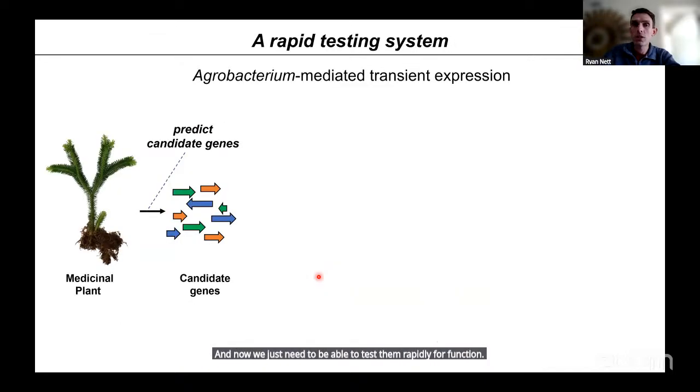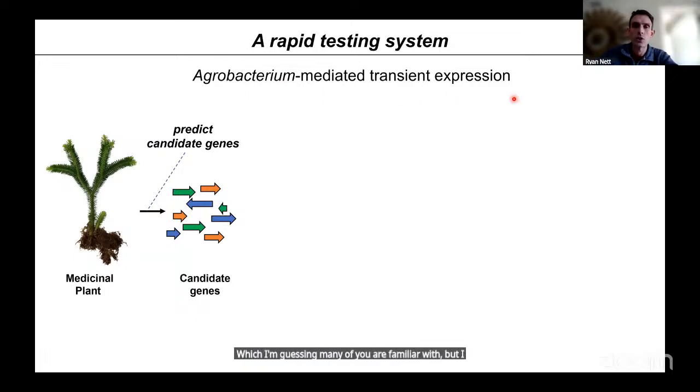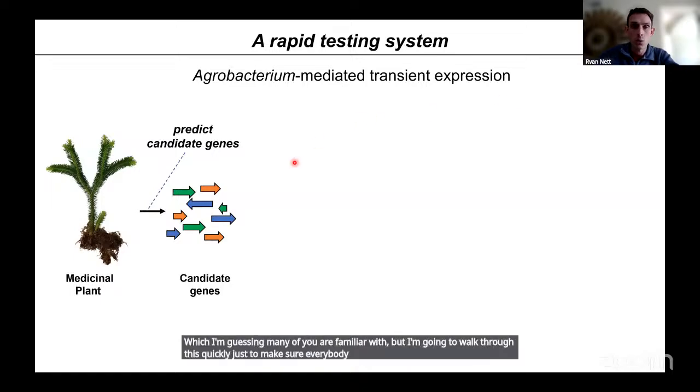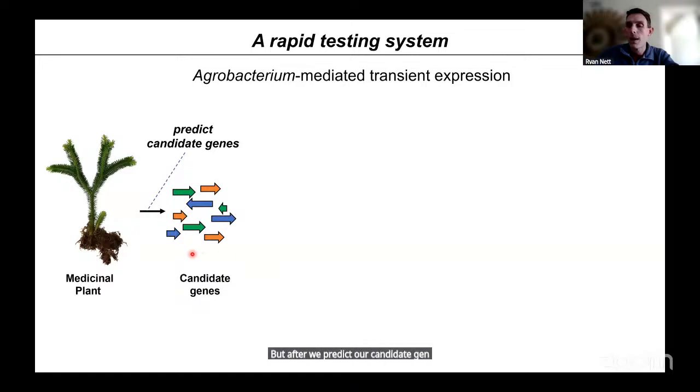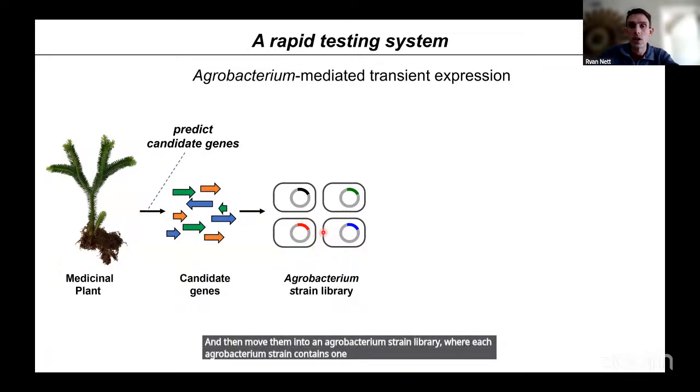And as I mentioned previously, the way that we do this is using this agrobacterium-mediated transgene expression system, which I'm guessing many of you are familiar with, but I'm going to walk through this quickly just to make sure everybody understands what we're doing here. But after we predict our candidate genes, as I explained to you, we can clone them out and then move them into an agrobacterium strain library, where each agrobacterium strain contains one gene construct of interest.